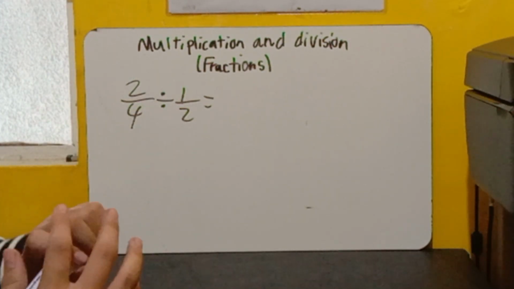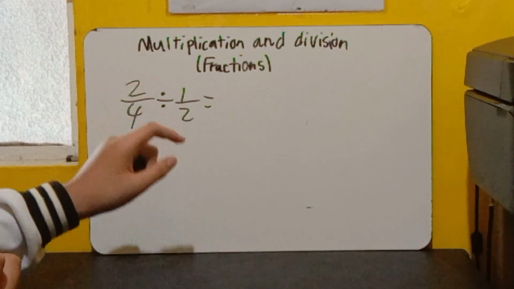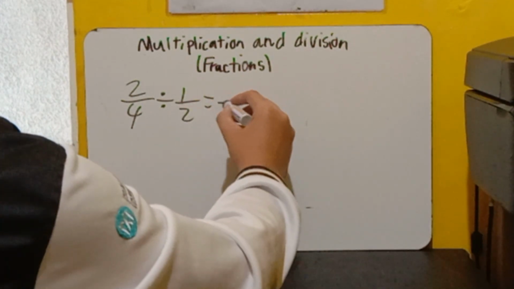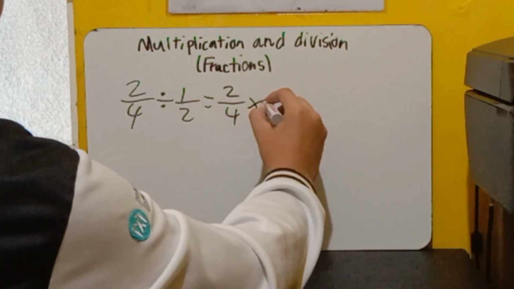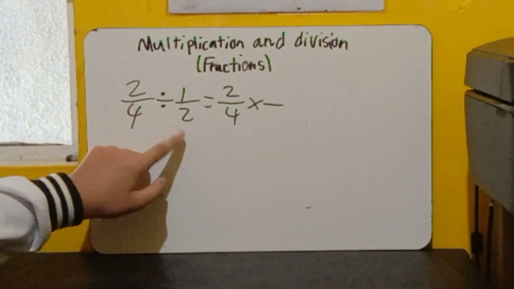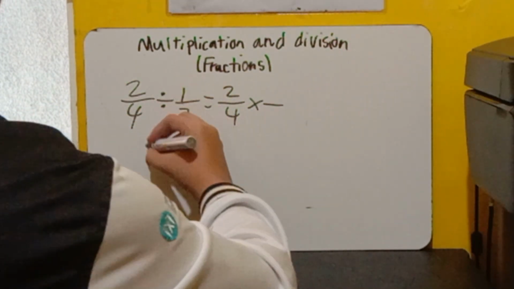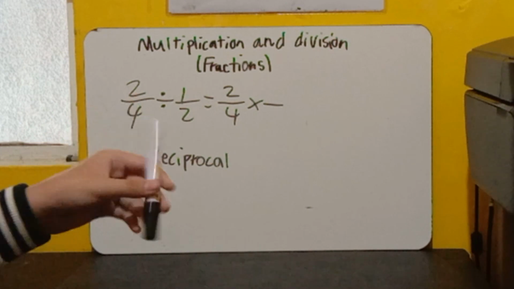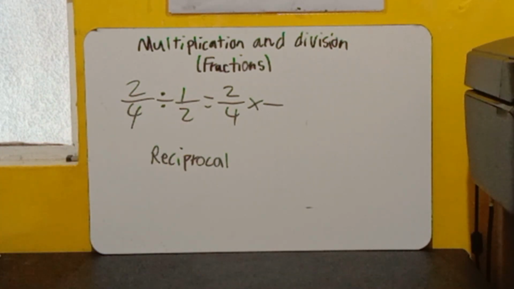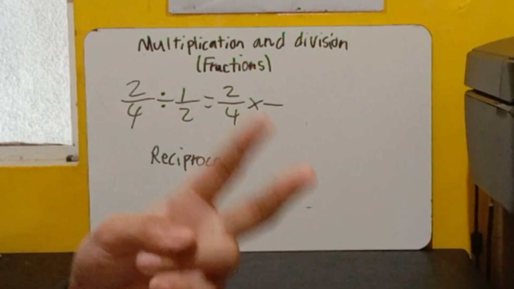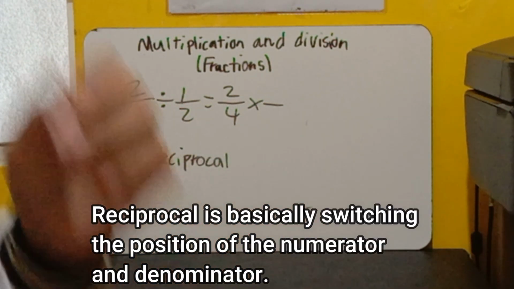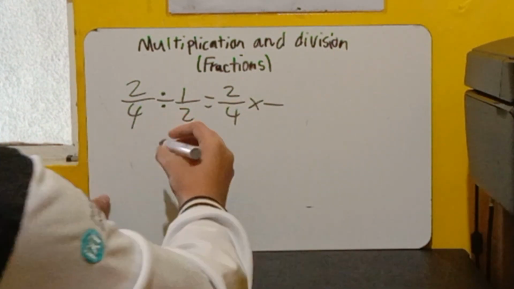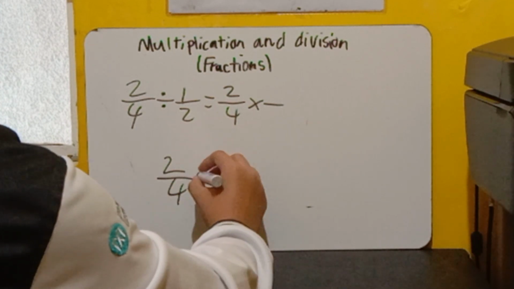So to solve this, it's actually easy. We just need to convert this into multiplication. But how can we convert this into multiplication? Well, that's easy. Let's put here 2/4 times. Now, in this second fractional number, we need to take the reciprocal. What is reciprocal? This is how you spell it. Reciprocal is switching the numerator and denominator, like switching their positions. So let's say we have a fractional number of 2/4.